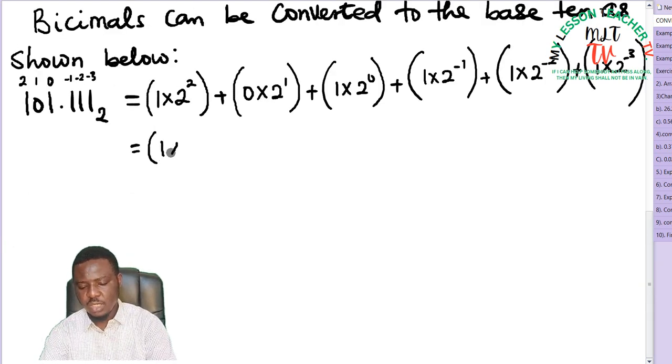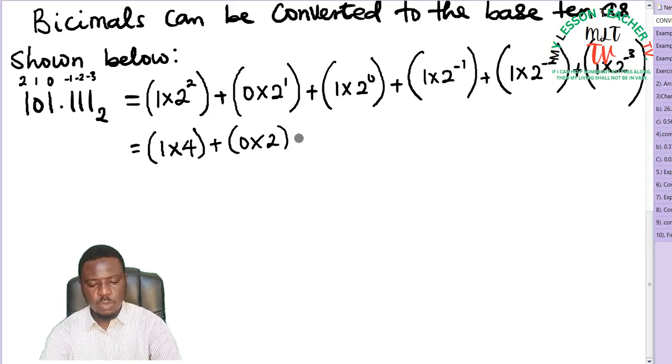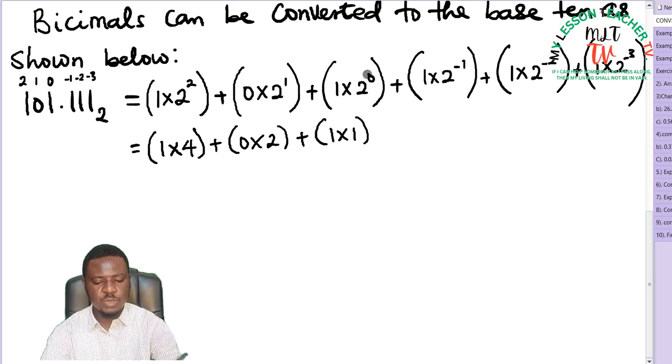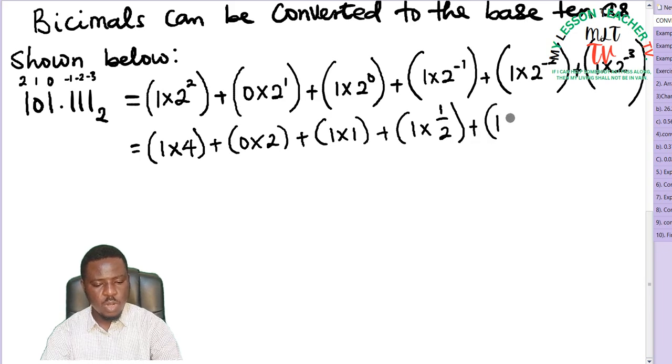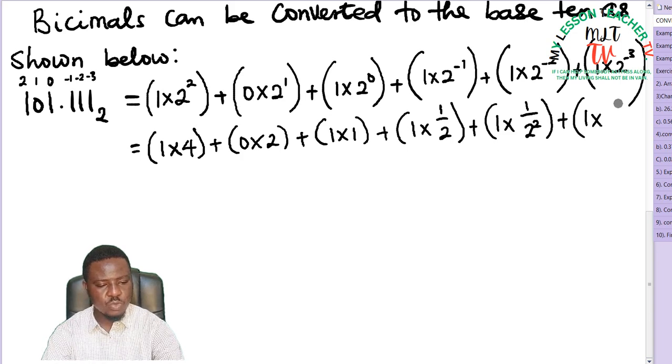This can be represented as 1 times 2 to the power 2, which is 4, plus 0 times 2, plus 1 times 1, because 2 raised to the power of 0 is 1, plus 1 times 2 raised to the power of minus 1, which is 1 over 2, plus 1 times 2 raised to the power of minus 2, which is 1 over 2 squared, plus 1 times 2 raised to the power of minus 3, which is 1 over 2 cubed.